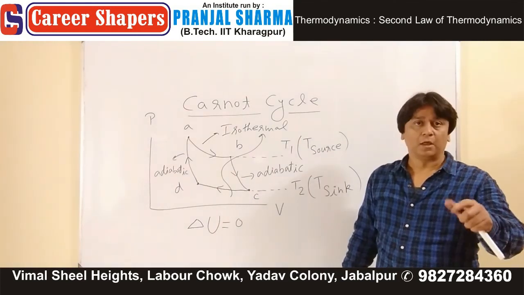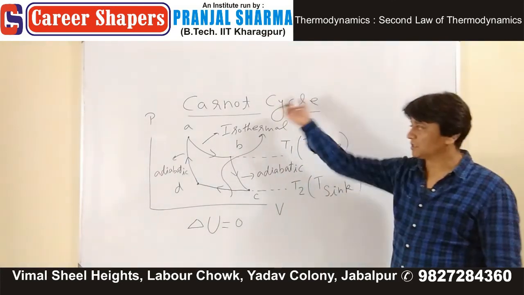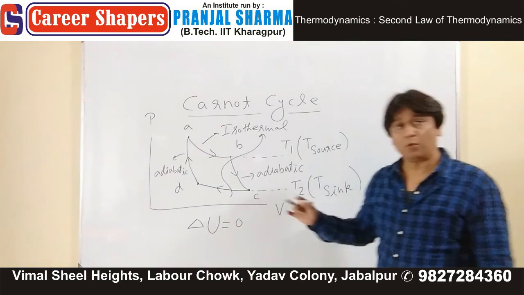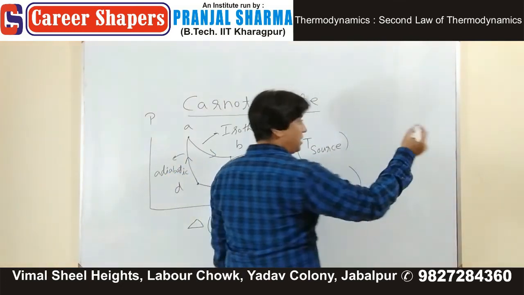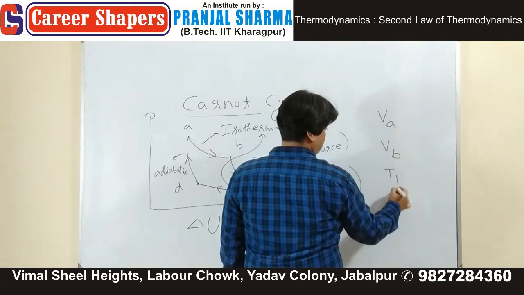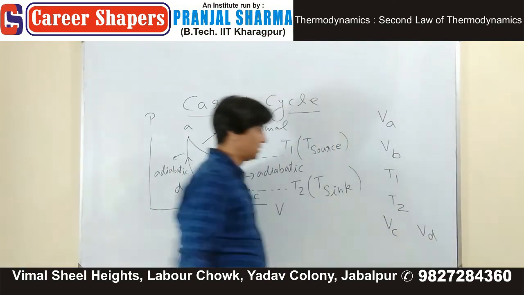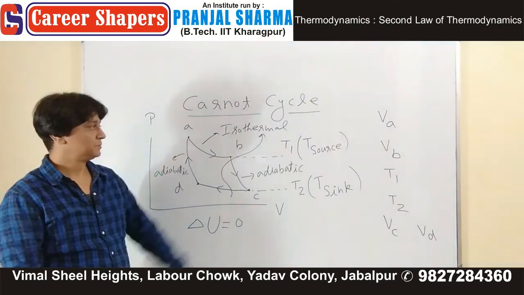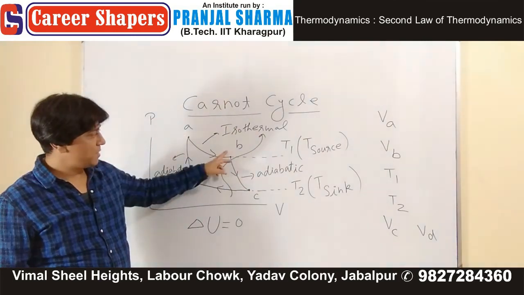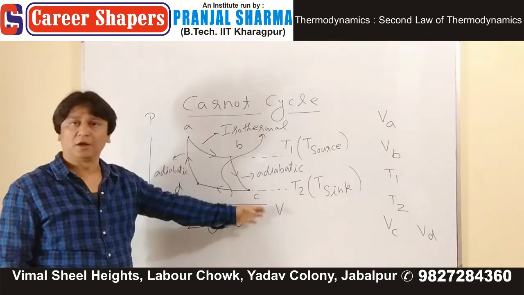Now, I am giving you a homework part. We'll discuss why do we need Carnot cycle and all. What basically I need the whole thing is, I want you to get me a relation between VA, VB, T1, T2, VC, VD. These type of things. You have to have a relationship between volume at A, volume at B, volume at C, volume at D, temperature T1, temperature T2.